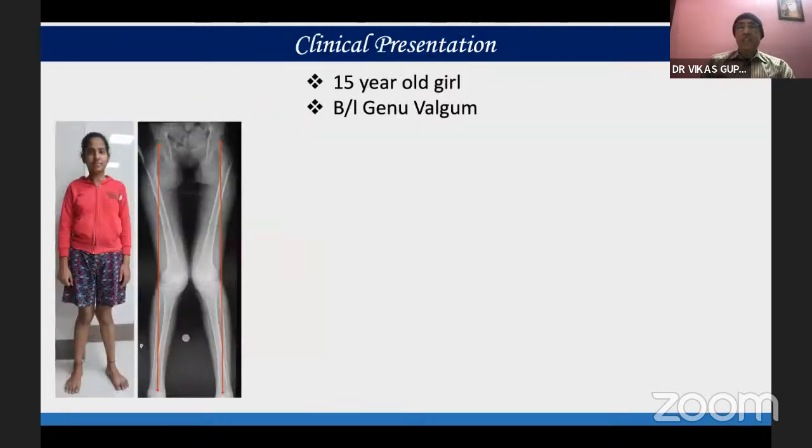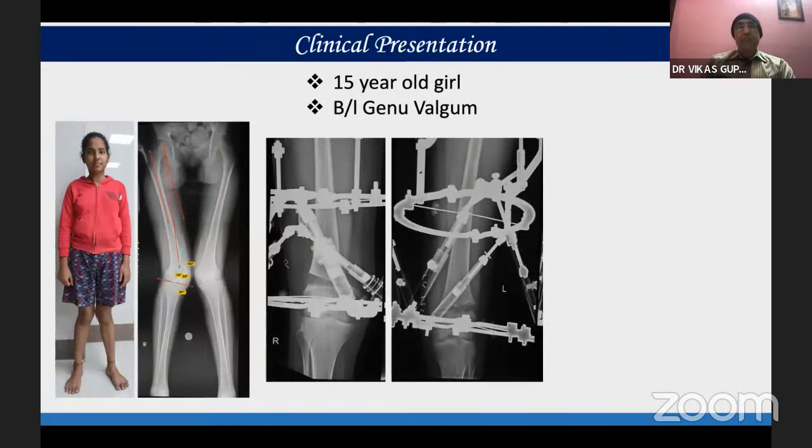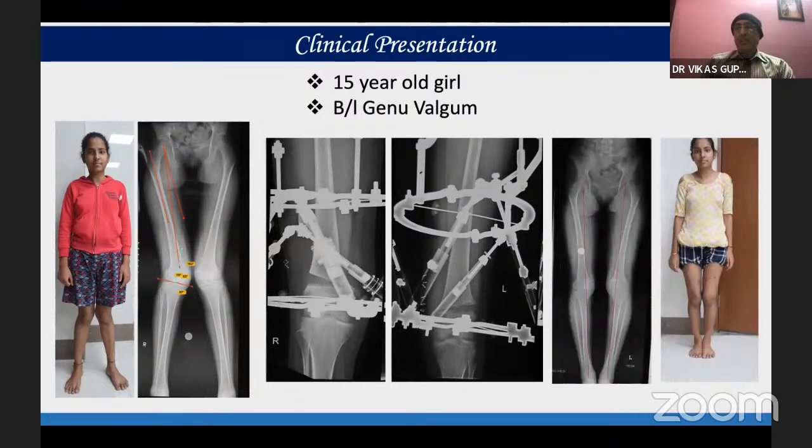So this is bilateral genu valgum, a 15-year-old girl. She had a very severe deformity. And we did one by one. And you could see how the correction is actually happening. So that's her correction. Slightly overcorrected on the left side.